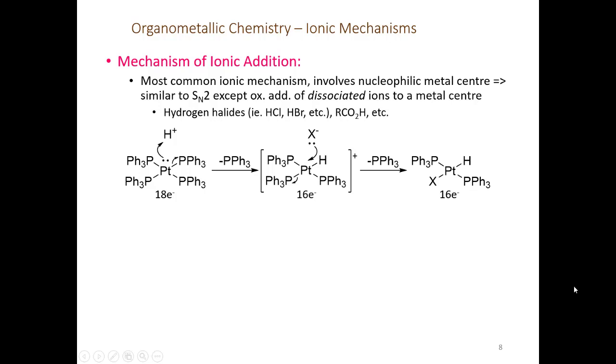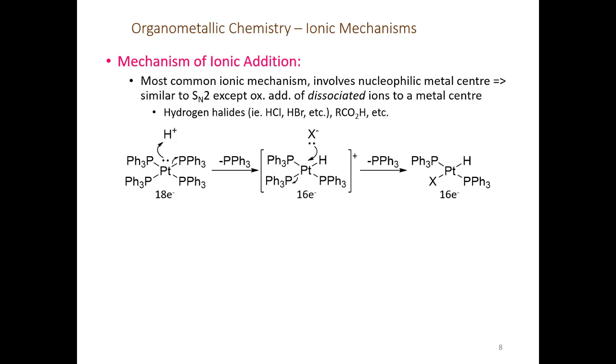In order to enhance this reaction, very similar to an SN2 type oxidative addition, you need to make your metal center or nucleophile more electron rich. And in order to do that, you can have more electron donating ligands, or you could have a lower oxidation state metal. In this example, the triphenylphosphine ligands are actually quite electron donating, and the platinum center is in the zero oxidation state. So both the ligands and the oxidation state of the metal are making it more nucleophilic so that it can attack that proton.